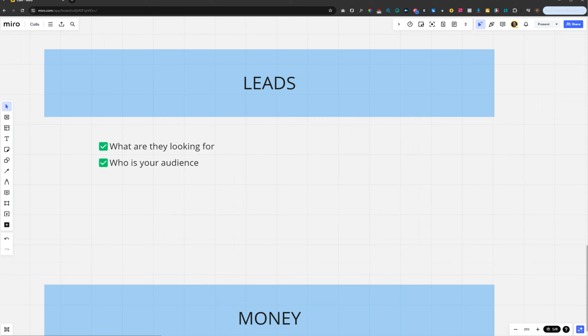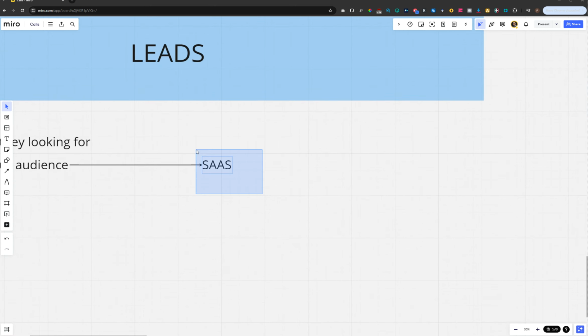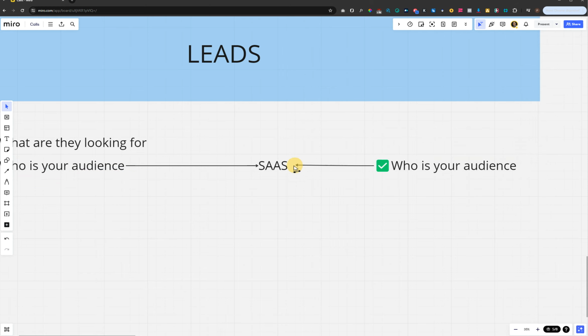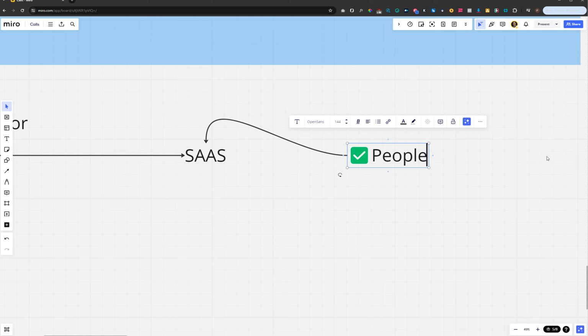So basically, for example, if you use SaaS as an example, who is your audience? You can start with SaaS, but with SaaS, who exactly are you connecting to? Are you targeting, right? Behind SaaS, there's people. So this is the industry, and then there's people that work with SaaS, and these people will buy.